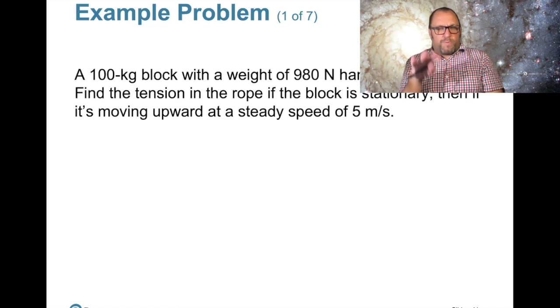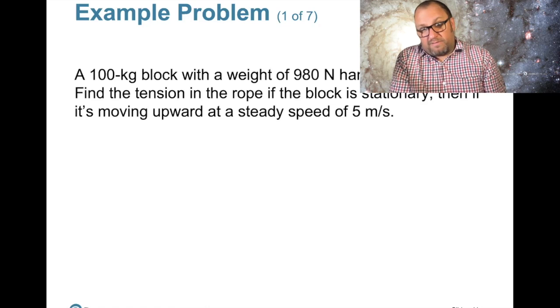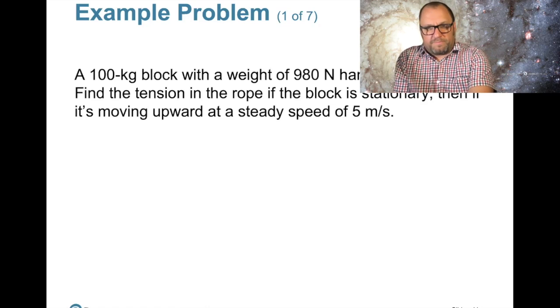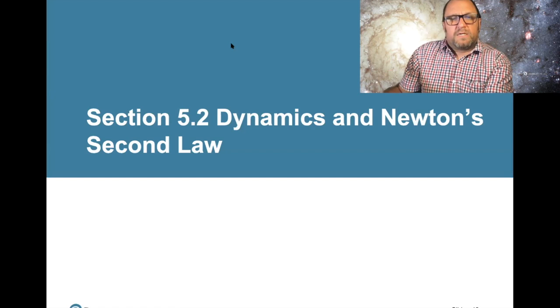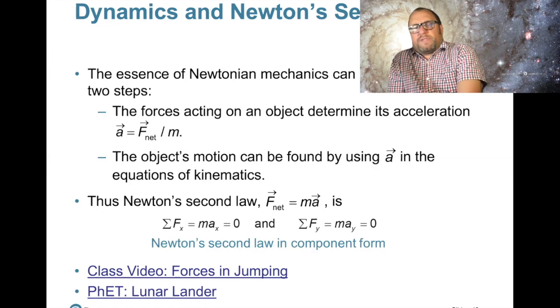The tension in the rope has to equal the weight going down. It doesn't matter if you're moving at a constant velocity. The tension is always balanced since it's at a constant velocity or it's stationary. Okay, and so it doesn't really matter which direction your thrusters are pointing.